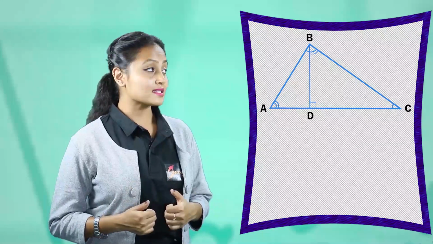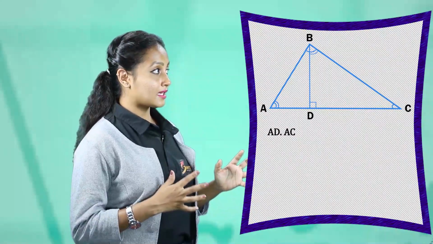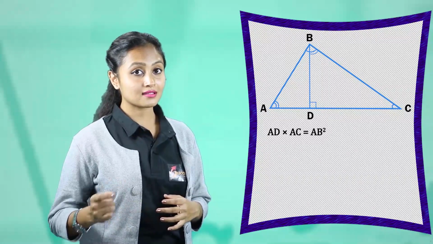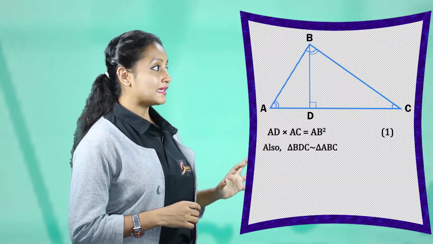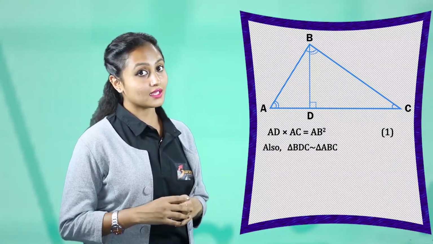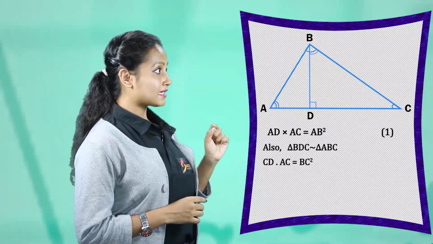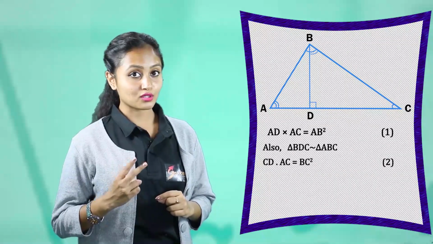We have studied the side and the angle criterion of the similarity of triangles. With this, we can say that side AD and side AC multiplied with each other is equal to AB square. Consider this as equation 1. Also, triangle BDC is similar to triangle ABC, which implies that CD into AC is equal to BC square. Consider this as equation 2.